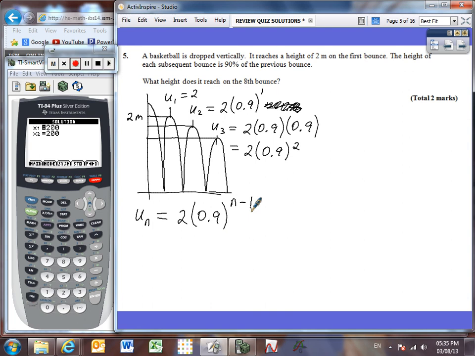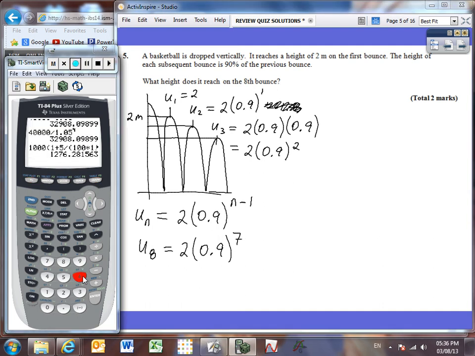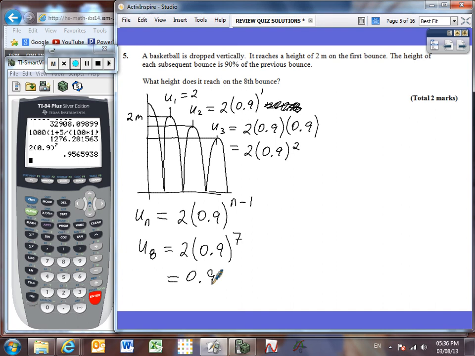Now the question asks us, what height does it reach on the 8th bounce? So what is U8? Well, that means we've got 2 times, and we're multiplying by 0.9 7 times, right? 1 less, 8 minus 1. Let's put this in the calculator then. So we've got 2 times 0.9 to the power of 7. And we get an answer of, if I round to 3 significant figures, 0.957, and the unit is meters.